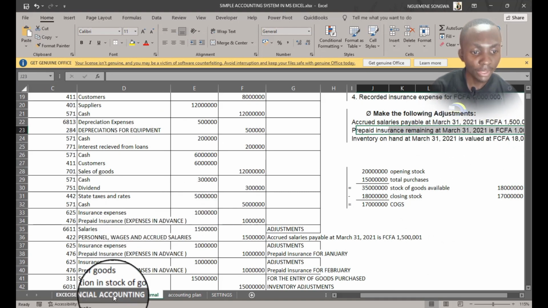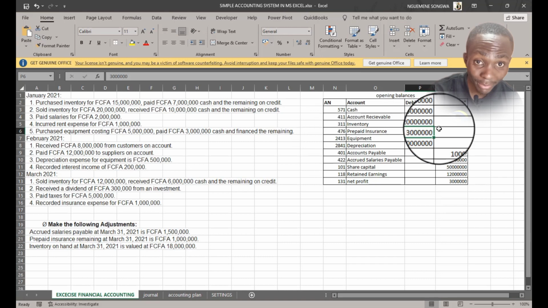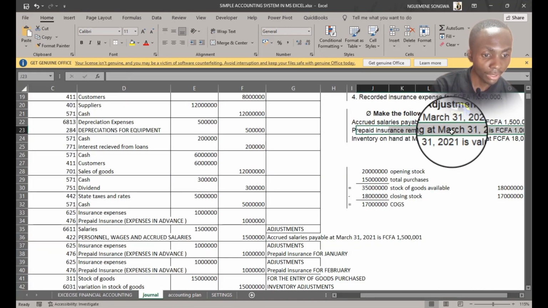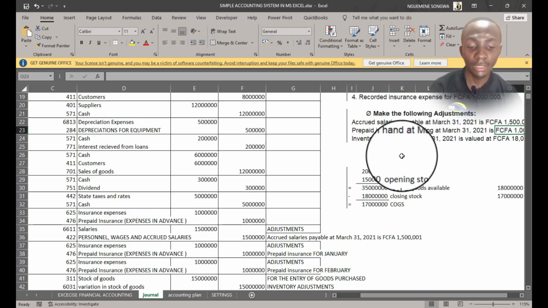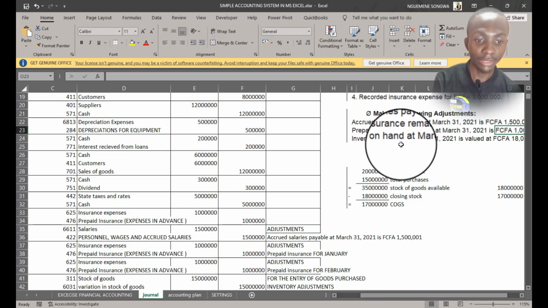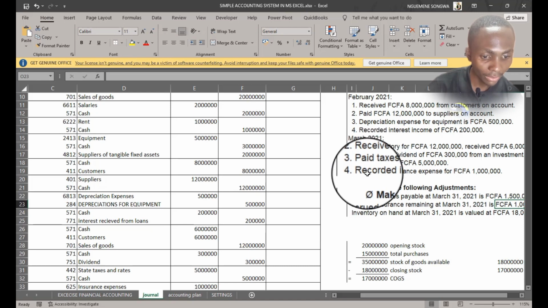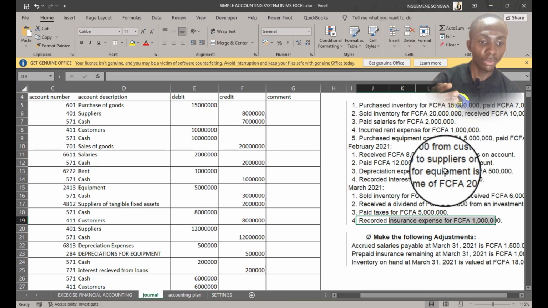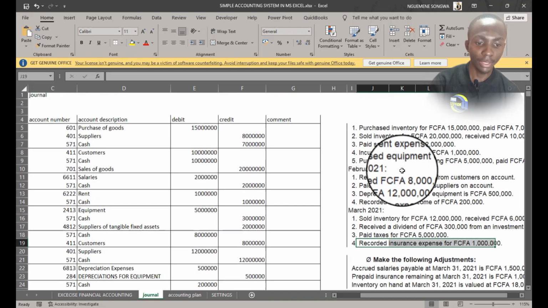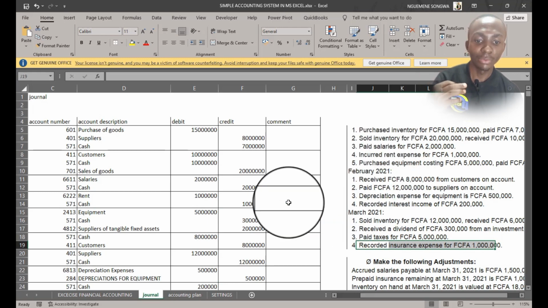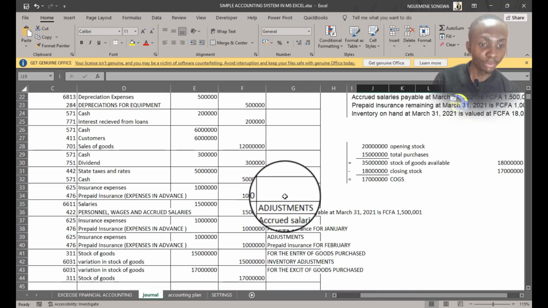As opening balance, prepaid insurance was 3 million, and now in the month of March they are telling us that there is a remaining prepaid insurance of 1 million. It definitely means that insurance has been consumed by 2 million, but here we recorded only the insurance expense for the month of March. It definitely means that somehow, maybe in the month of February or January, there was no recording of the prepaid insurance.